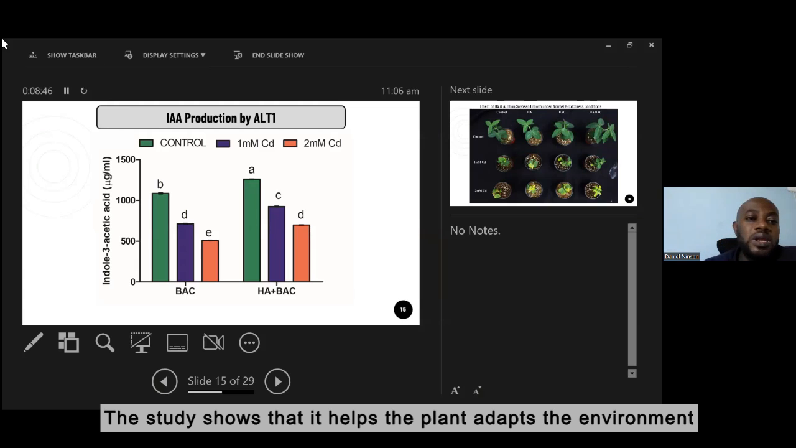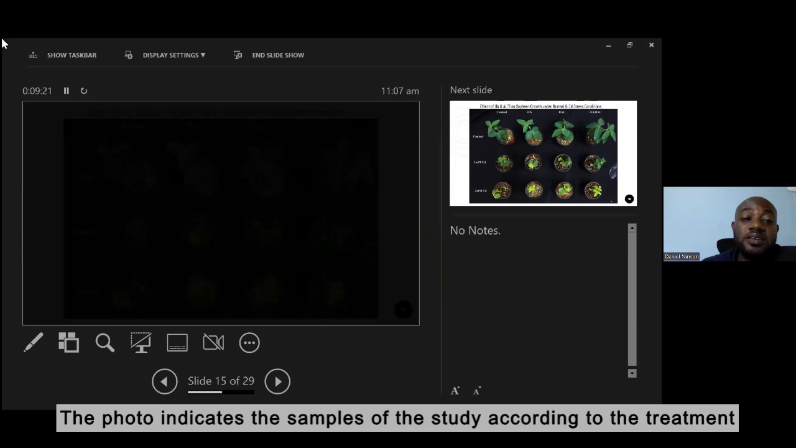These are more or less various defense mechanisms that the microbes also release to help them adapt. So if you look at the first set of the bars, you realize that with increasing concentration of the cadmium, the production of the IAA went down. But then in the second set of bars, you realize that there was some positive or significant tolerance exhibited for the plant.